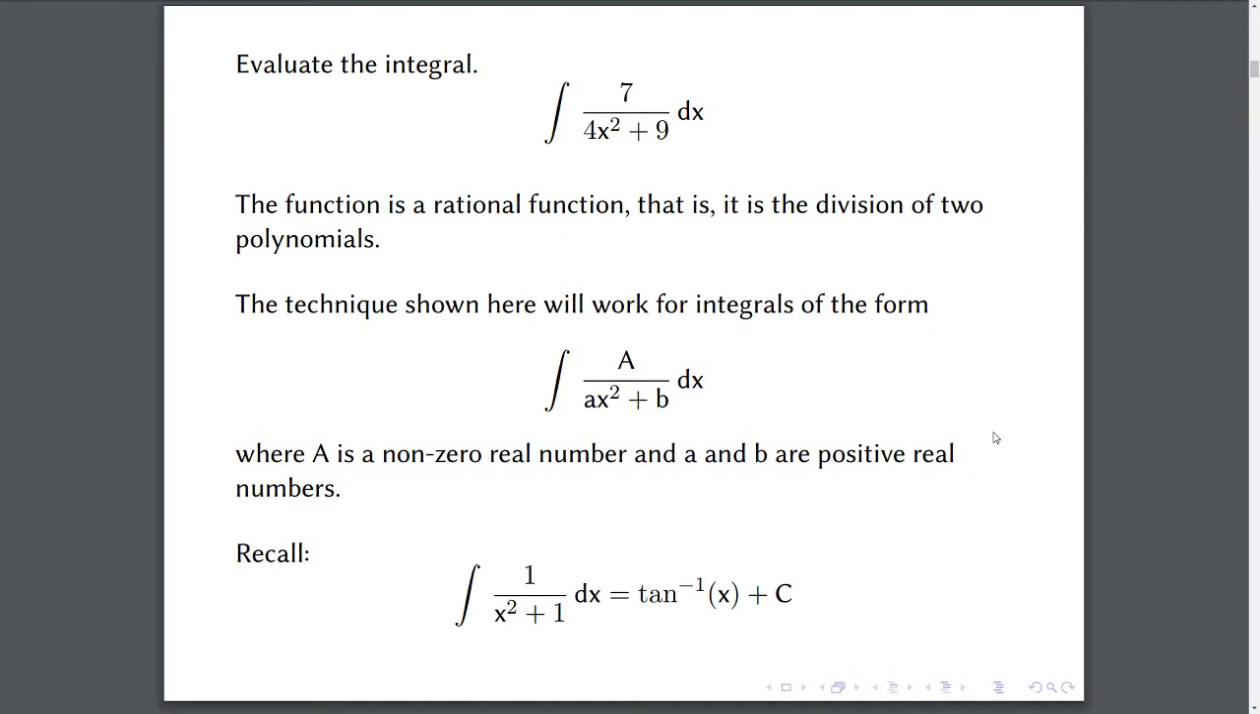The other thing you're going to have to remember is one of the derivative facts, the one about tan inverse. The derivative of tan inverse is 1 over x squared plus 1. So the antiderivative of 1 over x squared plus 1 is tan inverse of x, plus some constant c.